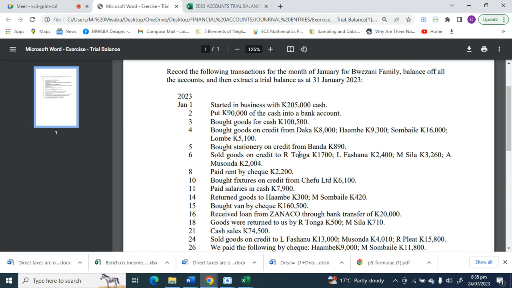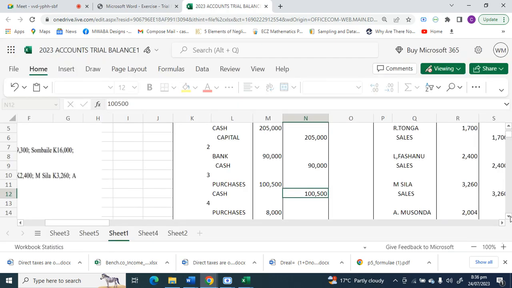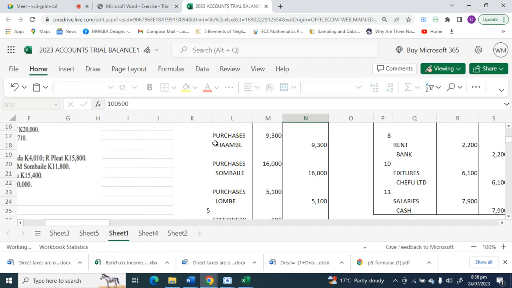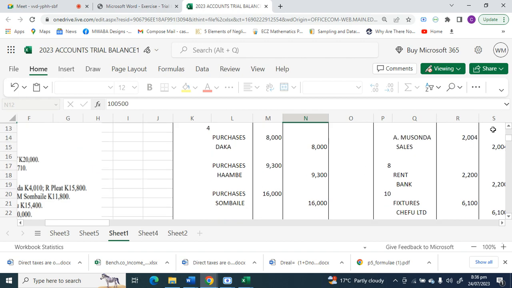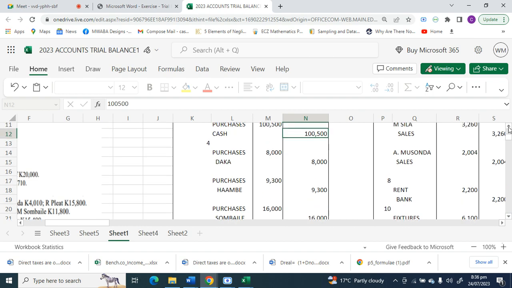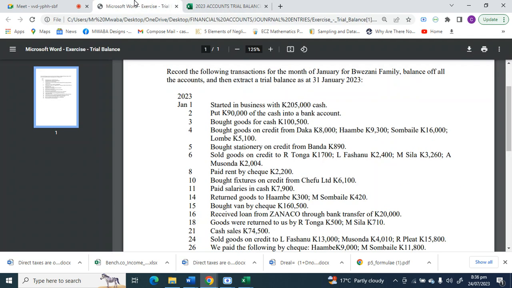Transaction number 5, bought stationery on credit from Banda 890 kwacha. For me, I've already done the journal entries here. I hope we're also recording these journal entries. So bought stationery on credit from Banda 890.